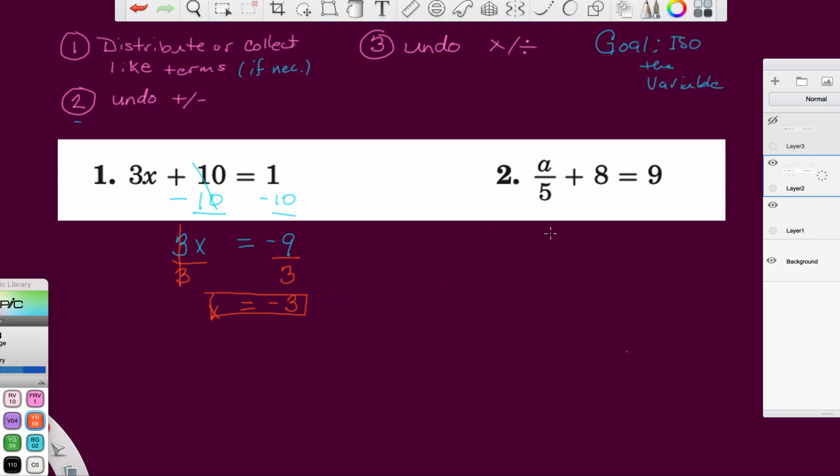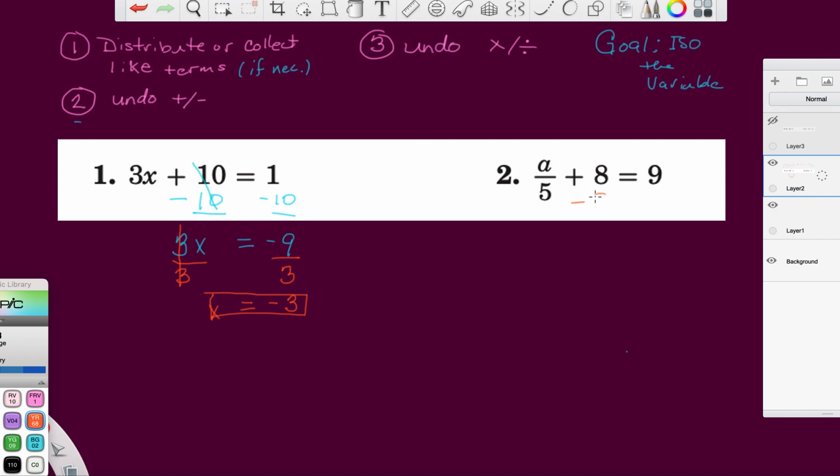Whee! So here's the same type of equation. Unfortunately, we have a little division here, and we'll undo the division next. But like before, there are no like terms that need to be collected. I can just get started with step 2. So I'm going to undo my addition. That's what step 2 says. Undo my addition with subtraction.